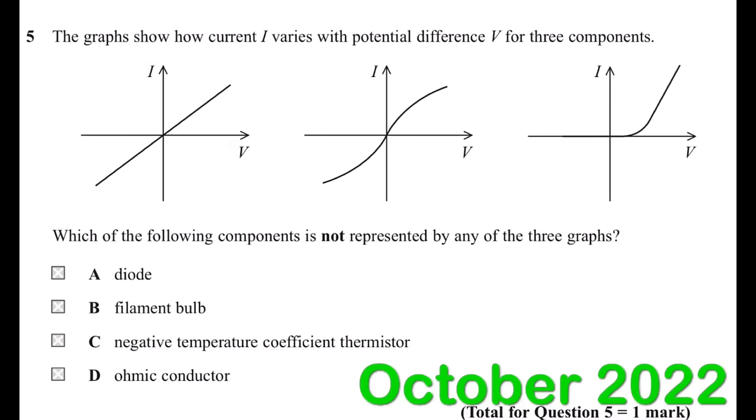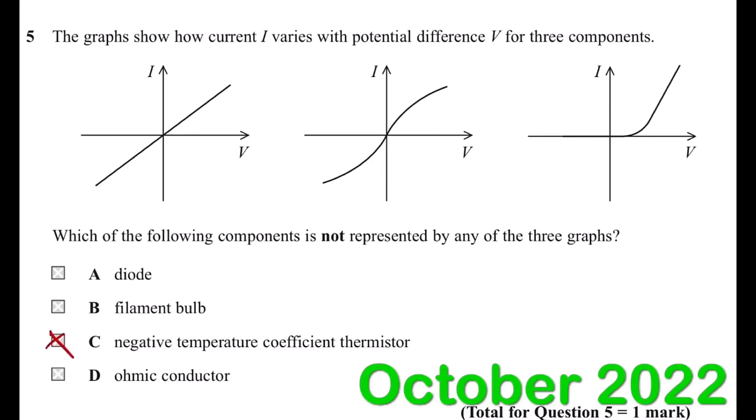For the curved one, now the relation between I and V becomes curved. It means that the value of resistance changes according to the change in the temperature. So this one describes the filament lamp or bulb. For the last one, at a certain value of the voltage, it's kind of the breakdown voltage, there's a giant increase in the value of the current. And this one happens in the PN junction, which is a diode. So the first one is the ohmic resistor, the second one the filament lamp, and the third one the diode. So the correct answer for this question is the negative temperature coefficient thermistor, which none of these describe.